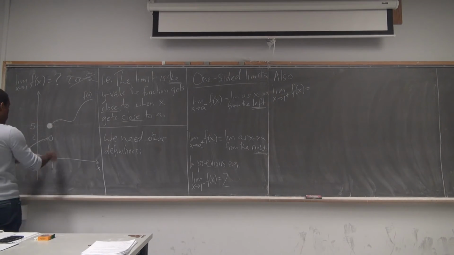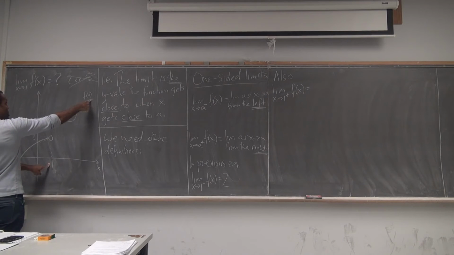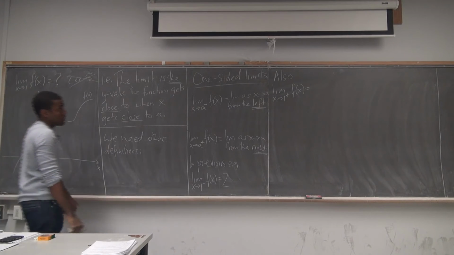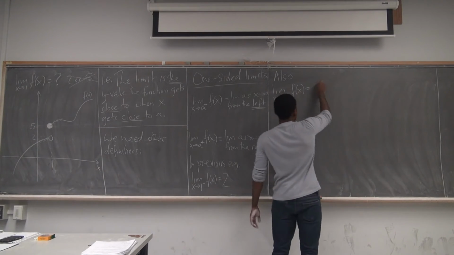Okay, so now I zoom in on 1. I only want to approach from the right, ignore the left. If I'm approaching from the right, it means I'm on this side of the function, traveling, traveling, traveling, and then my y value is getting close to 5. So the answer here would be 5.